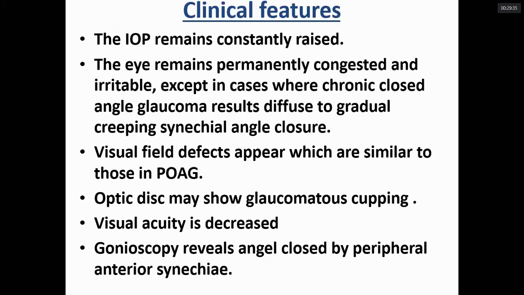where you will see all the angle is synechially closed. So IOP remains constantly raised at this stage, and the eye remains permanently congested and irritable, except in cases where chronic closed angle glaucoma results from gradual creeping synechial angle closure. Visual field defects appear, which are similar to those in POAG. The optic disc may show glaucomatous cupping, visual acuity is decreased, and gonioscopy reveals the angle closed by peripheral anterior synechiae.